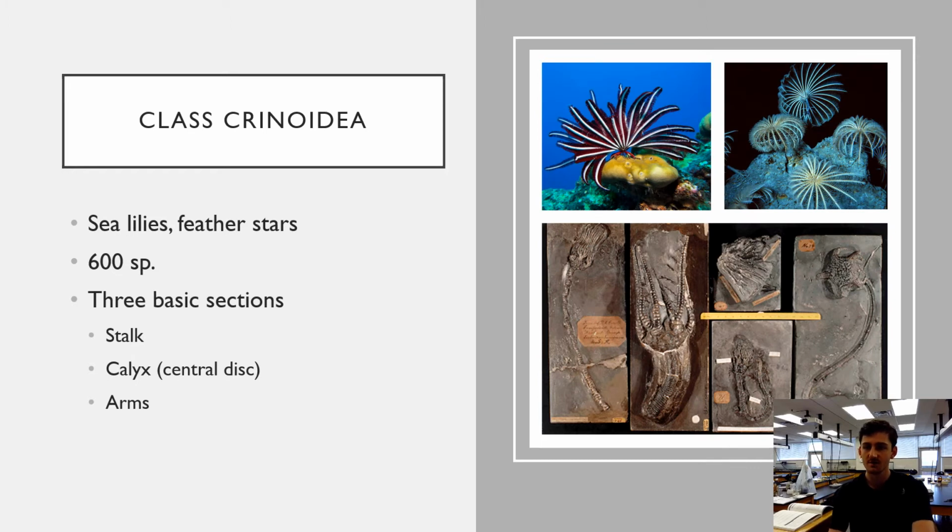So this is the class Crinoidea. These are the sea lilies, feather stars. They're an extremely primitive group. Most of the species that have been described for this group are actually fossilized. In fact, if you go out to any of the streams around here, you can find these fossils very easily. I think they're called Indian pennies around here. They just look like these small discs, and those are part of this stalk.